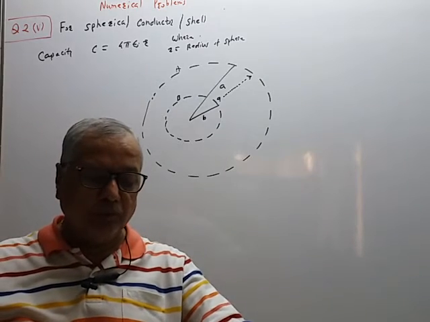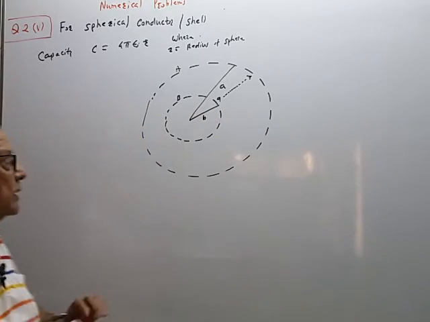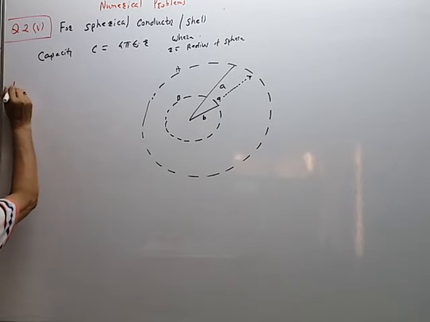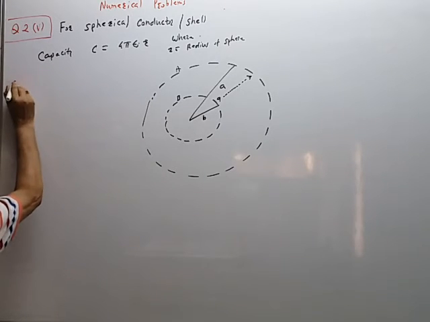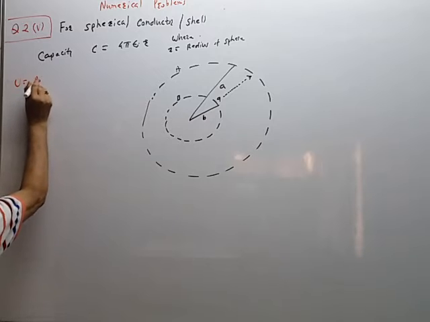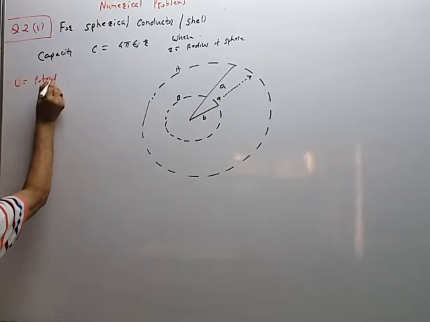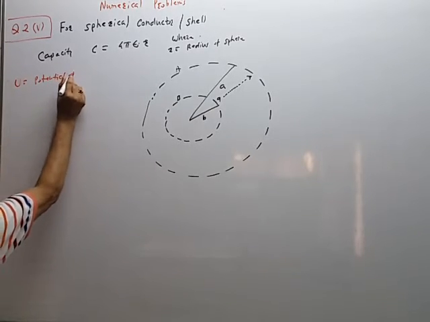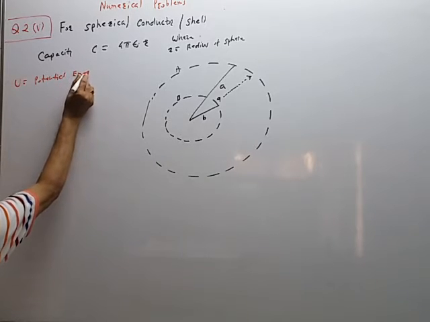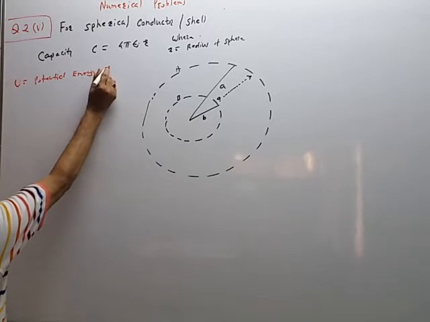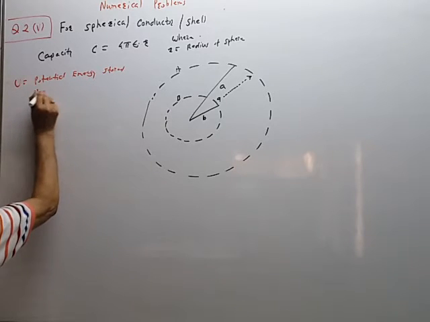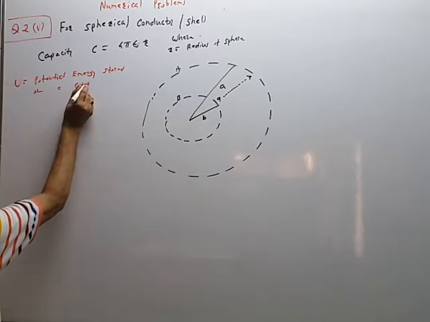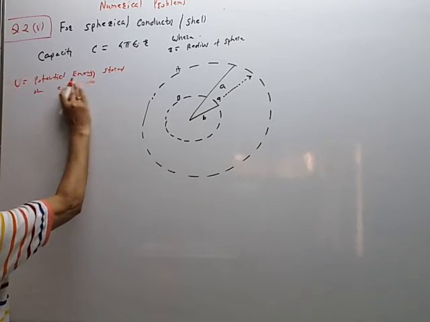So this formula we will derive in the next part. Potential energy U is equal to potential energy stored on a conductor, charged conductor.